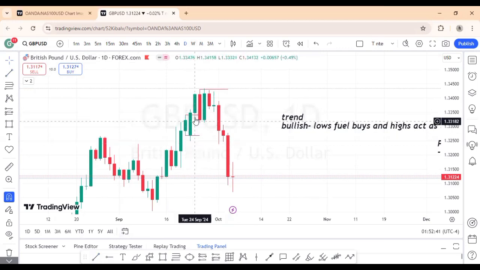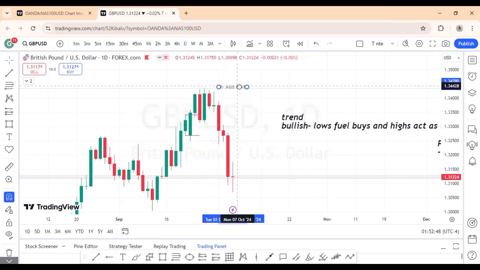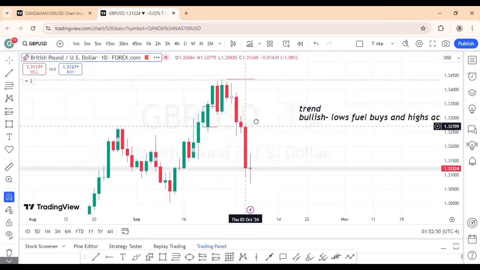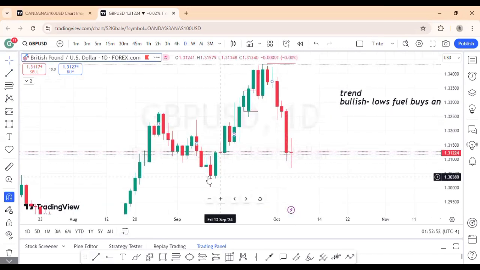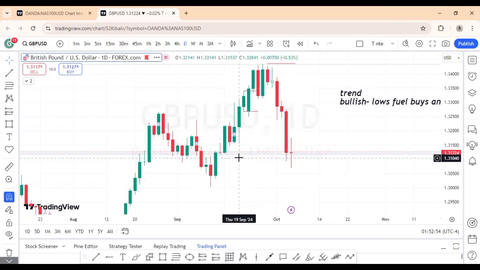So you want to buy into that point, and the highs act as profit targets. That's basically what I mean. Look at this one here. So your highs will act as your profit target. That's how we do it.